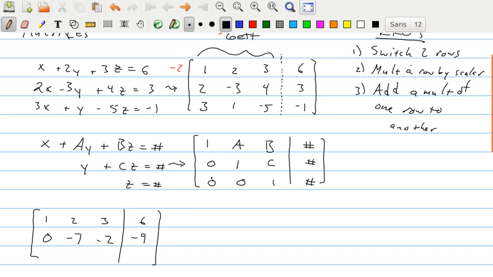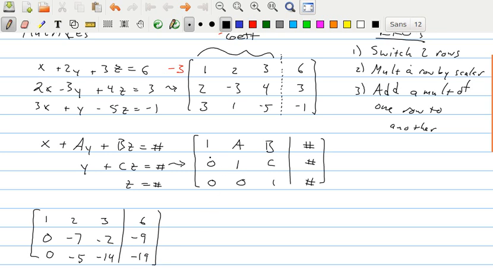We have a 0 here. We also need a 0 in this spot. To get rid of this 3, we can multiply the first row by negative 3 and add it to the bottom row. So negative 3 plus 3 is 0. Negative 6 plus 1 is negative 5. Negative 9 minus 5 is negative 14. And negative 18 minus 1 is negative 19.